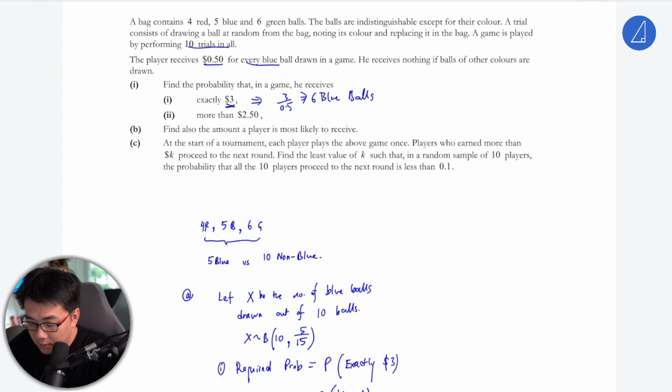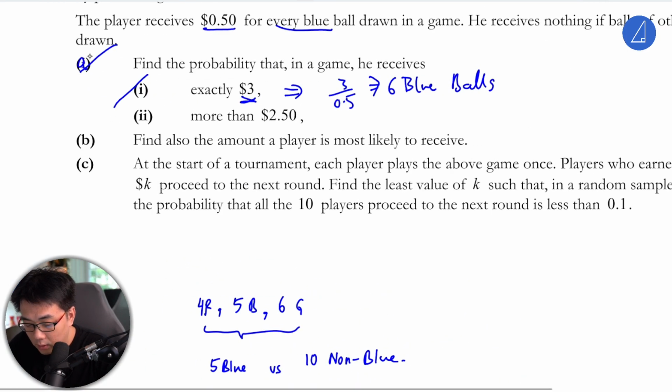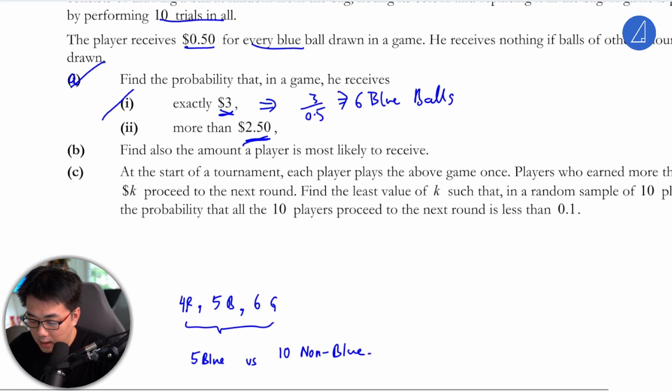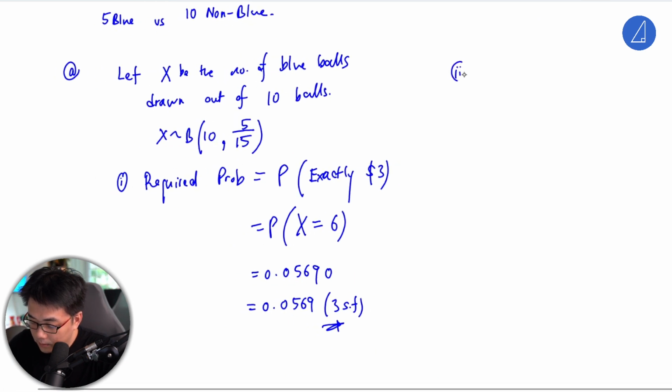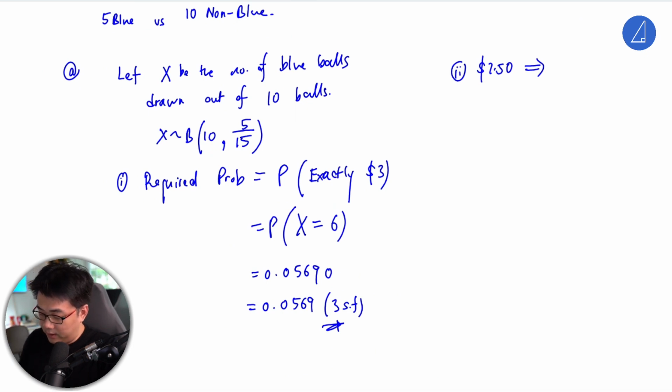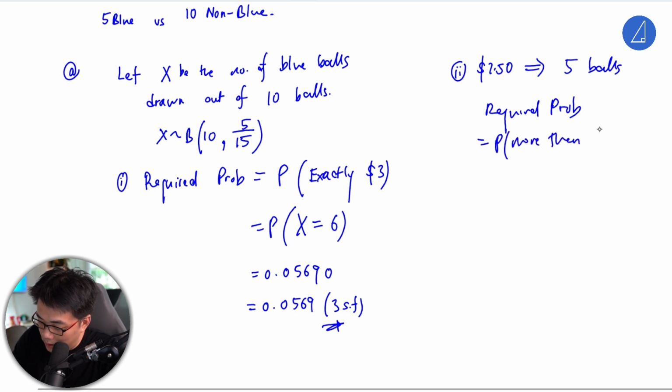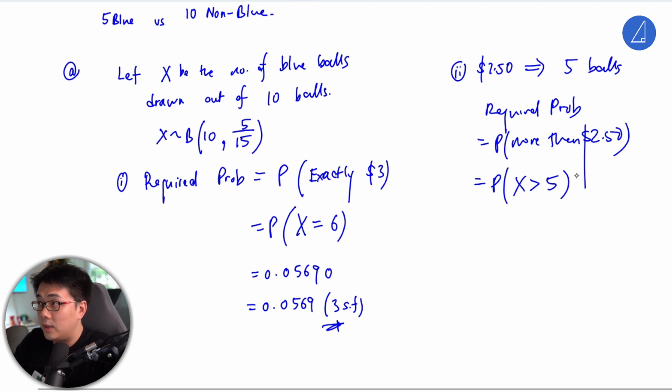Then we look at part 2. Oh, this is part A. There's a typo here: more than $250. More than $250 will mean, how many balls are there? $250 will correspond to 250 divided by 50 cents. That will be 5 balls. So the required probability is more than $250, which will mean the probability of x more than 5 balls. Five balls will be exactly $250, so you want 6 balls and above.